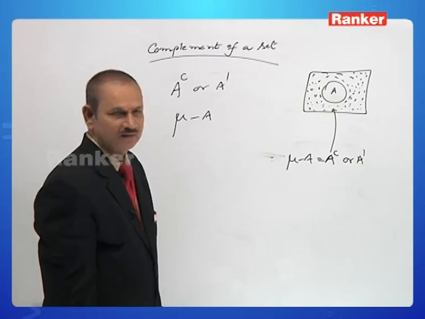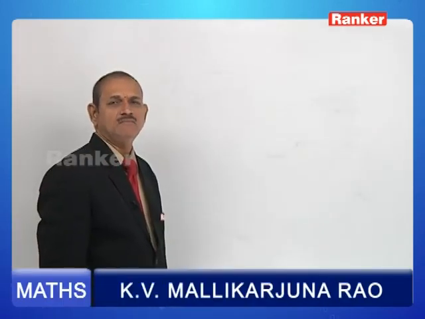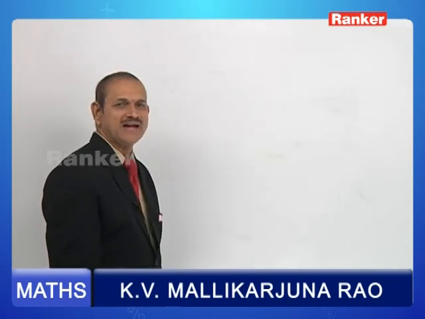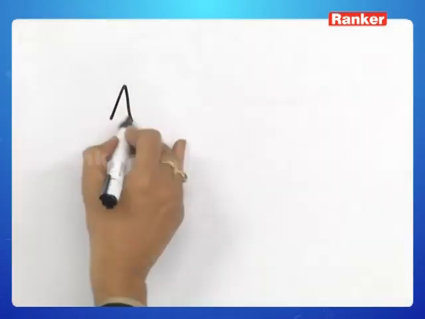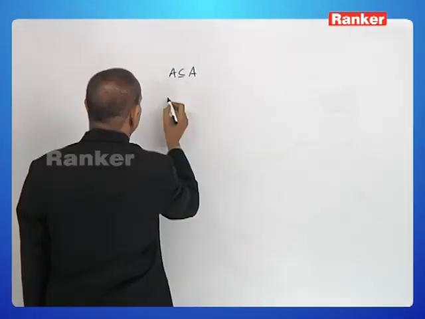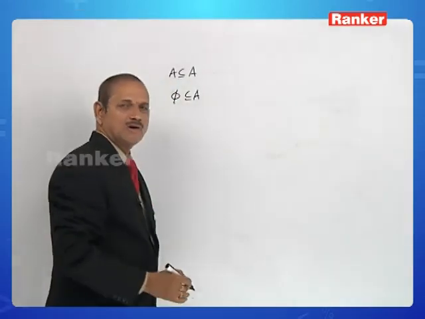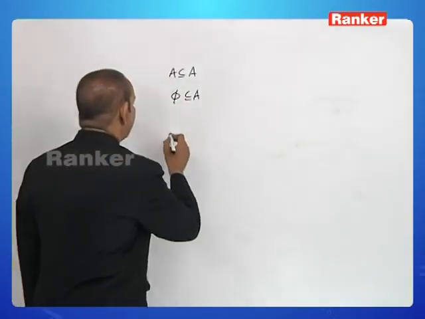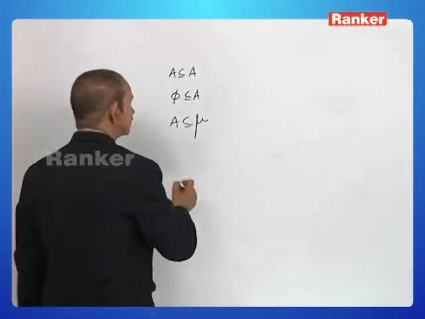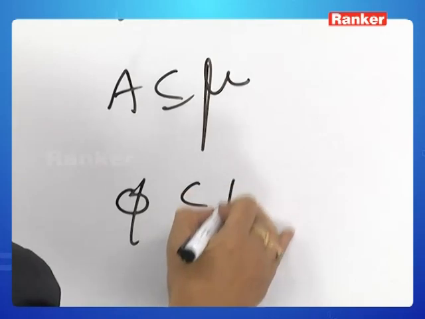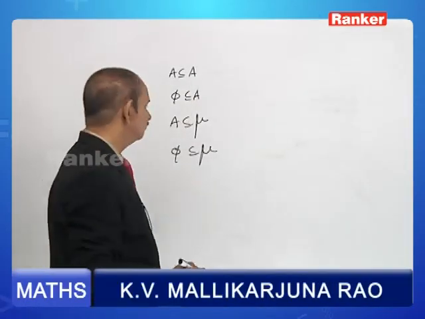This is the portion regarding A dash in a diagrammatical view, that is in Venn diagrams. Well, next one. There are certain famous facts in set theory. Let us recall all those facts one by one. First of all, regarding inclusion: A is a subset of A, phi is a subset of A always. A is a subset of mu always. Phi is a subset of mu. Mu is always a subset of mu.